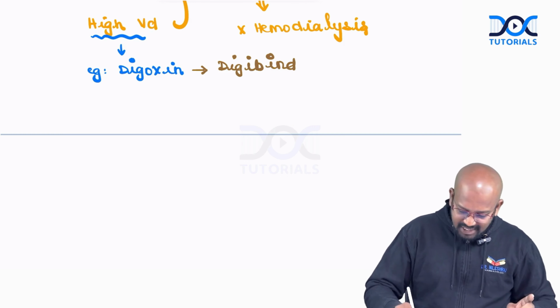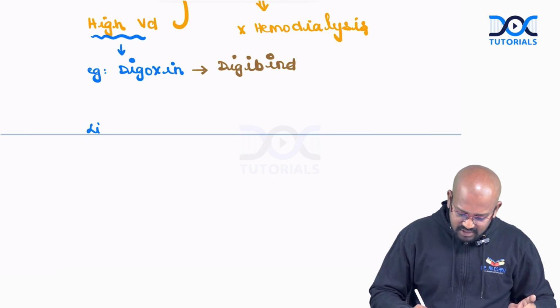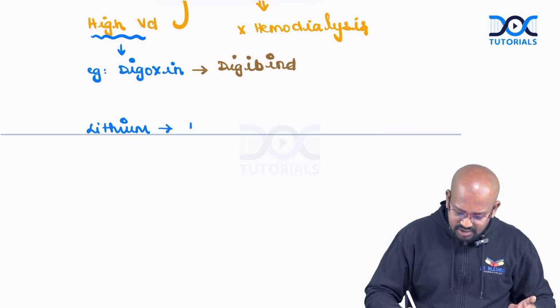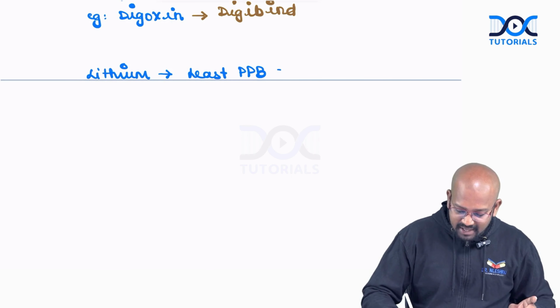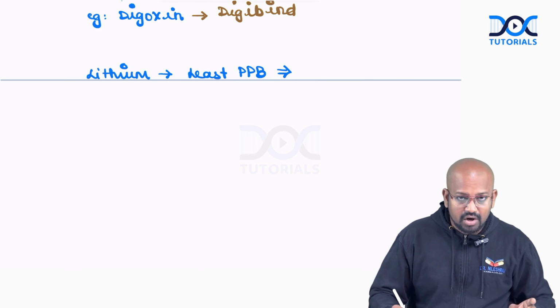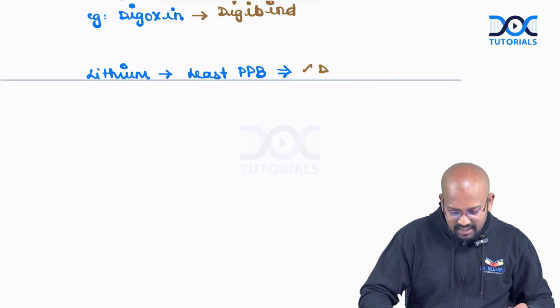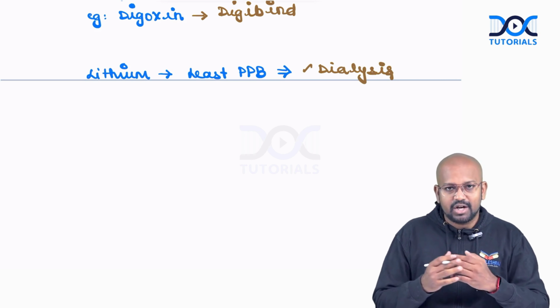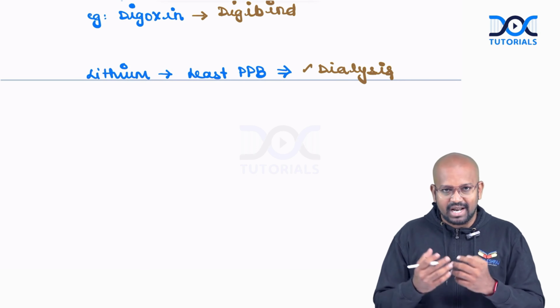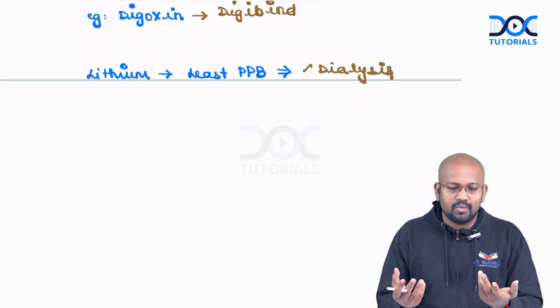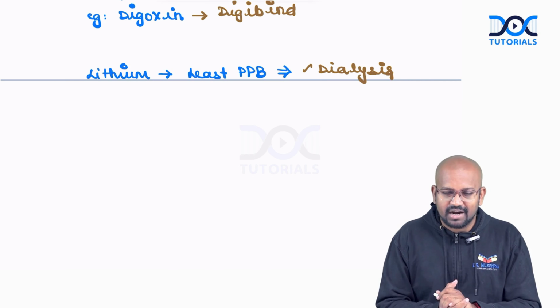I'll give you one more example, my dears. We have a drug called lithium. Yes, lithium, the anti-manic drug. This drug has the least plasma protein binding, which means can I use dialysis or not? Yes, I can use dialysis. That's why I have not designed any specific antidote for lithium, because dialysis is there. So what's the need for developing a specific antidote?